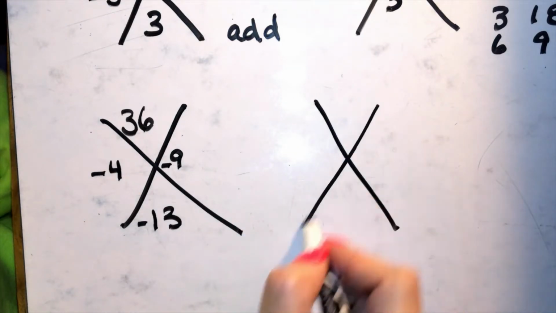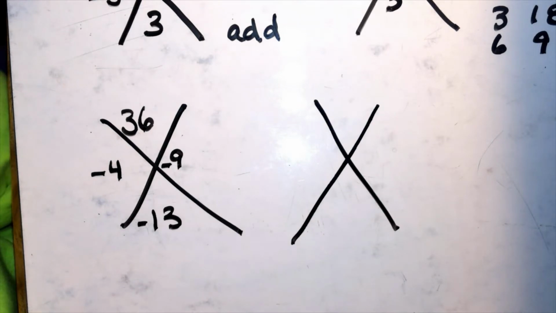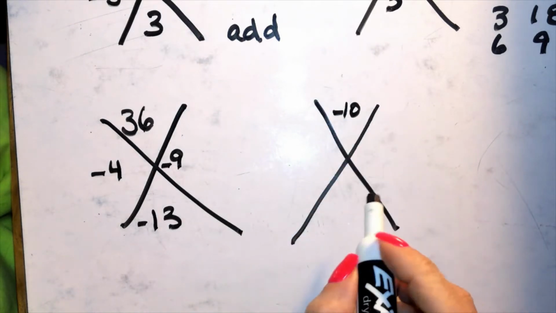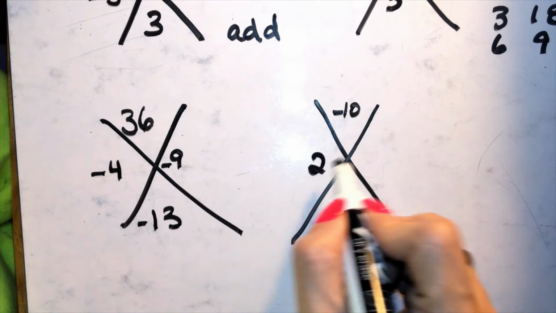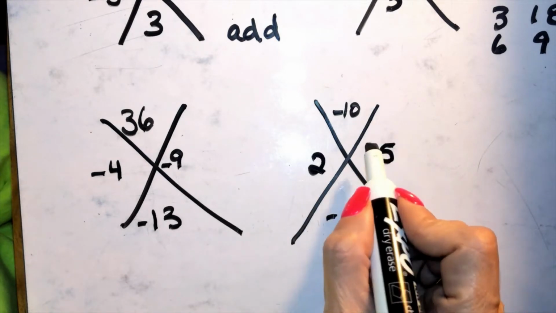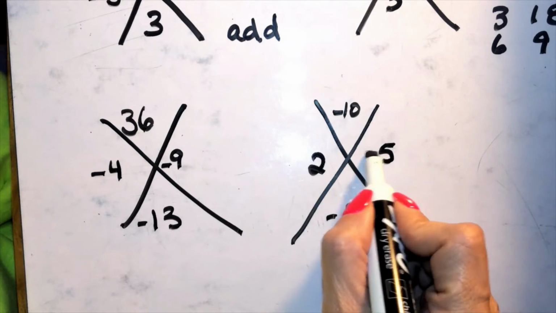Hopefully you did 2 times 5. I need this to be negative, so I need the bigger number to be negative. Negative 5 plus 2 is negative 3. Negative 5 times 2 is negative 10.